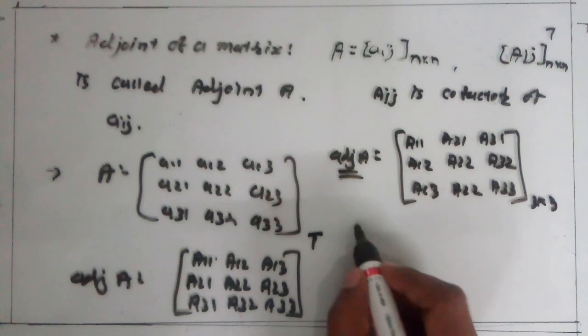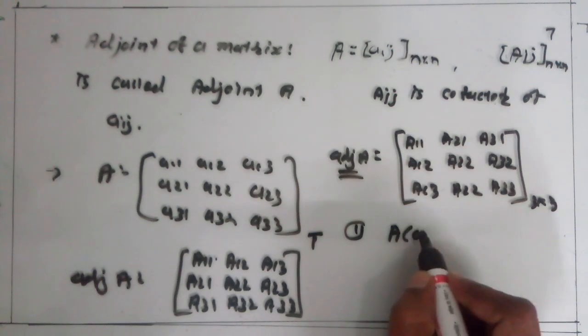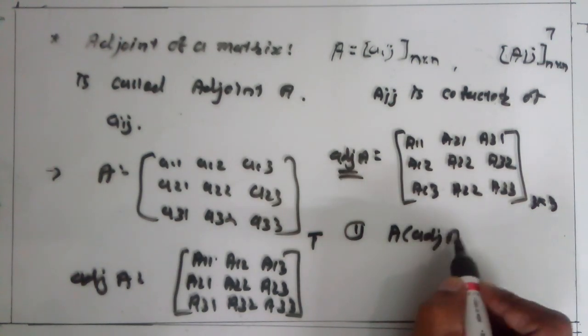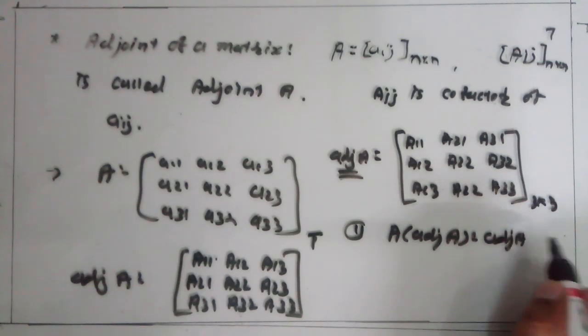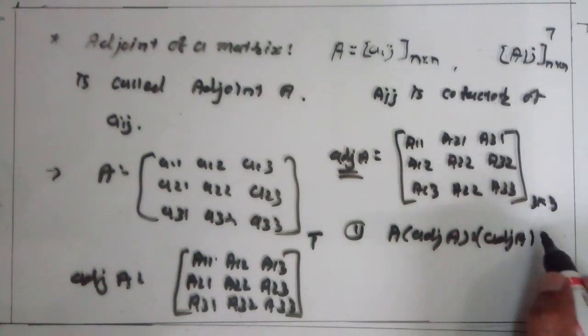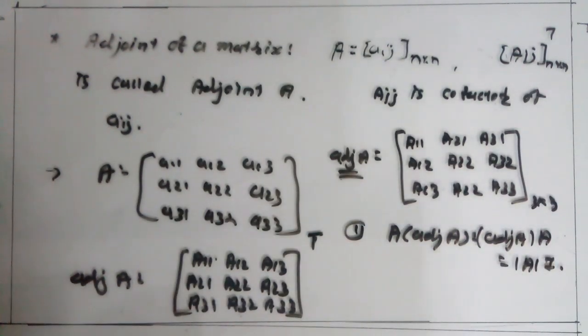This is the first theorem. For a square matrix A, A into adj A is equal to adj A into A, which is equal to determinant of A into I. Remember this. This is important.